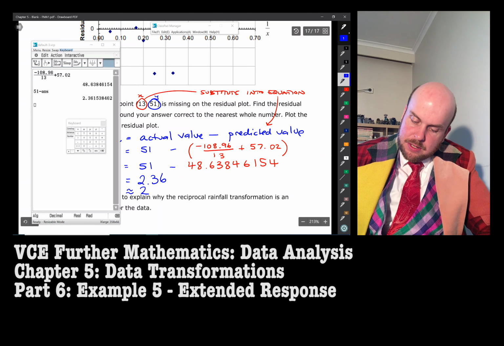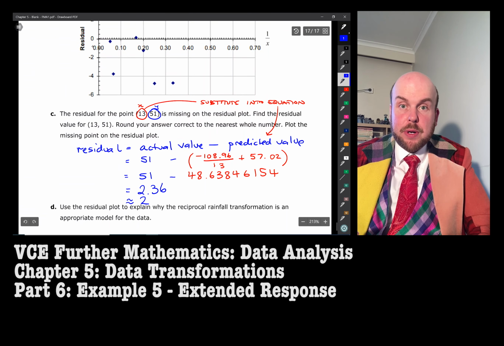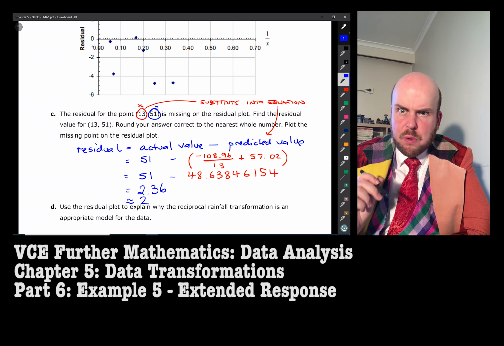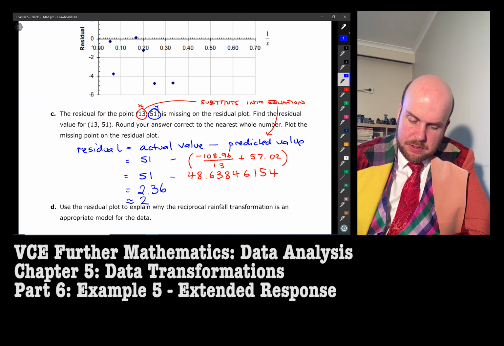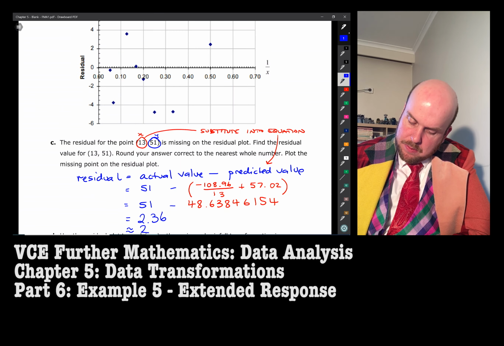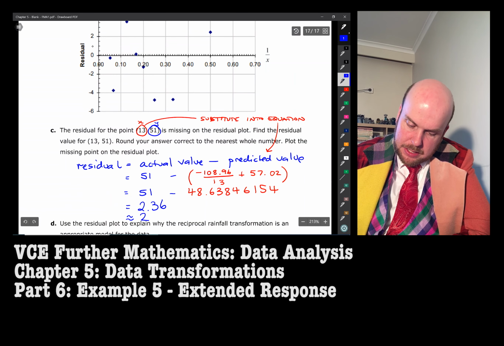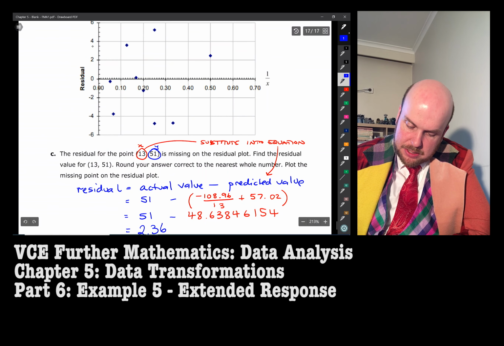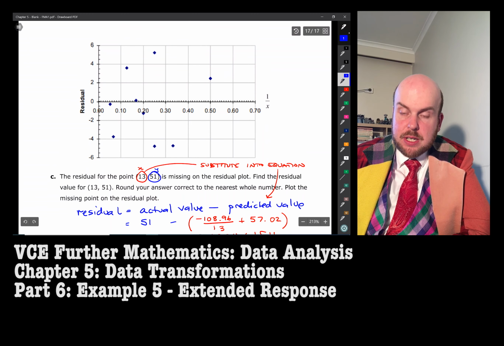So we need to, it does say to plot the missing point. So don't forget to always fulfill all the instructions that they have said. So we want, where are we going? 1 over x, and then we have to fill in this. So we know that the value is 13, so we want 1/13, because we're substituting x in there.